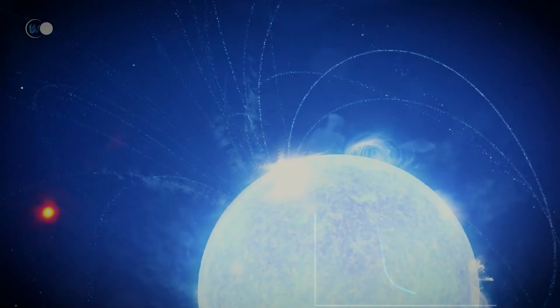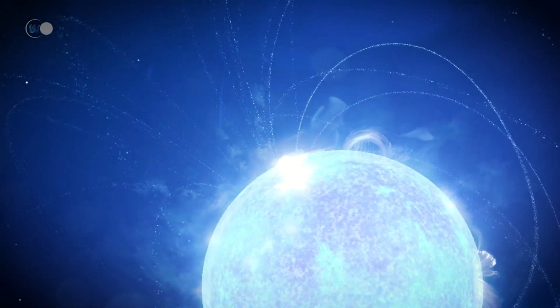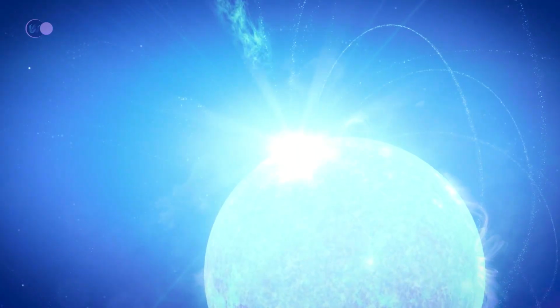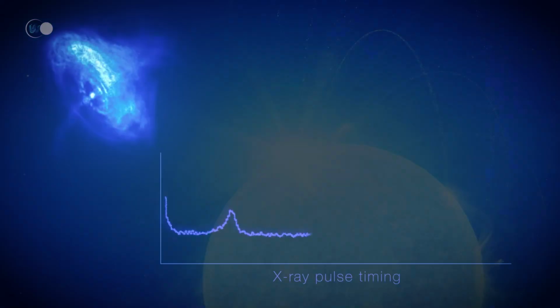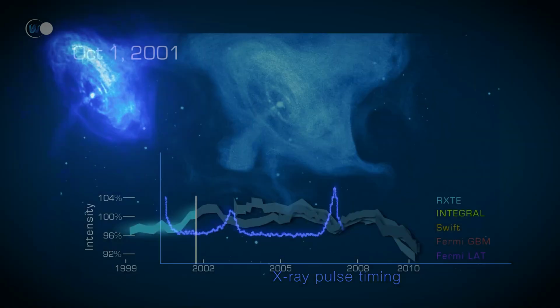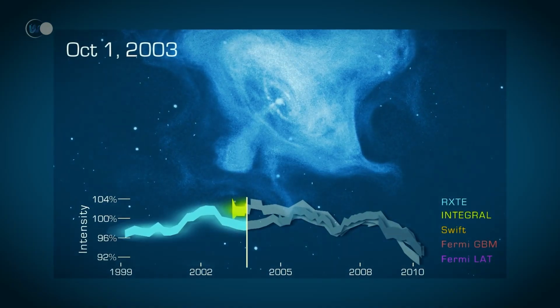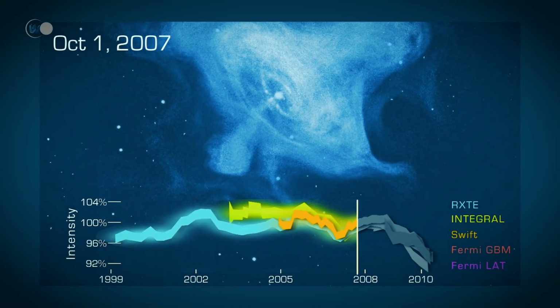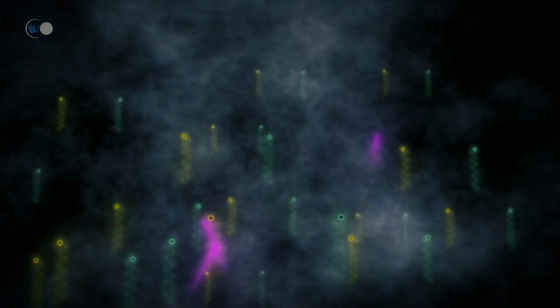The Crab pulsar measures around 28 kilometers or 17 miles in diameter. It emits pulses every 33 milliseconds, but this frequency gradually decreases, indicating that the pulsar is slowing down. The region around the pulsar is particularly dynamic due to the energy emitted.